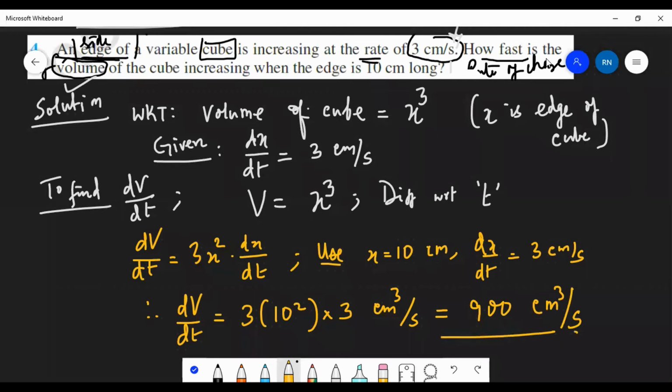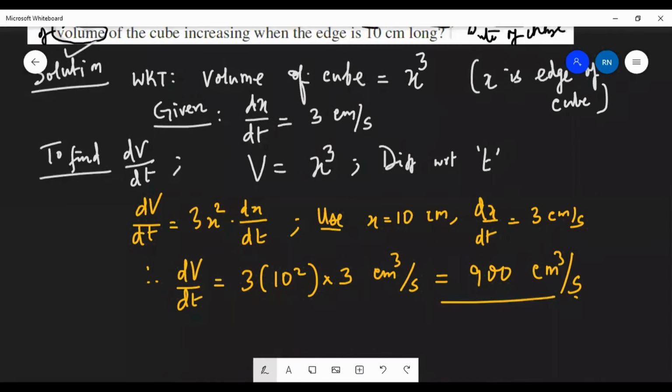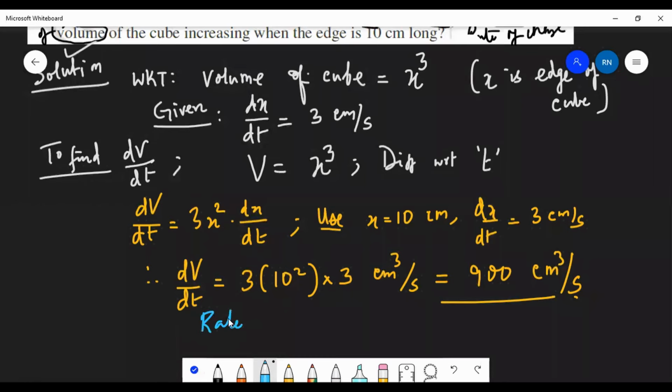Right? So 900 centimeter cube, leave it just like that. And at last you can make a sentence or words. These are all word problems, story problems. So write the answer: rate of change of volume or rate of increase in volume. I think they particularly asked that. Yes, it is the rate of increase in volume, and then you write this number.